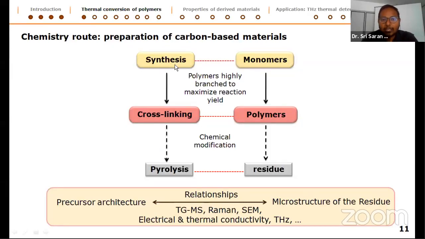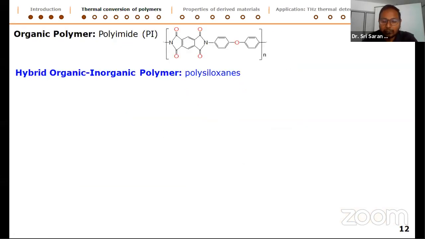So the approach involves a chemistry route. First we have the monomers, and by cross-linking them we get polymers. These polymers are pyrolyzed to get the residue, and this residue is what we are interested in as an absorber. In order to establish the relations between the precursor architecture and the microstructure of the residue, we did many characterizations like thermogravimetry, mass spectrometry, Raman, SEM, electrical and thermal conductivity, terahertz properties and so on. So first, the organic polymer that we have chosen is a polyamide.